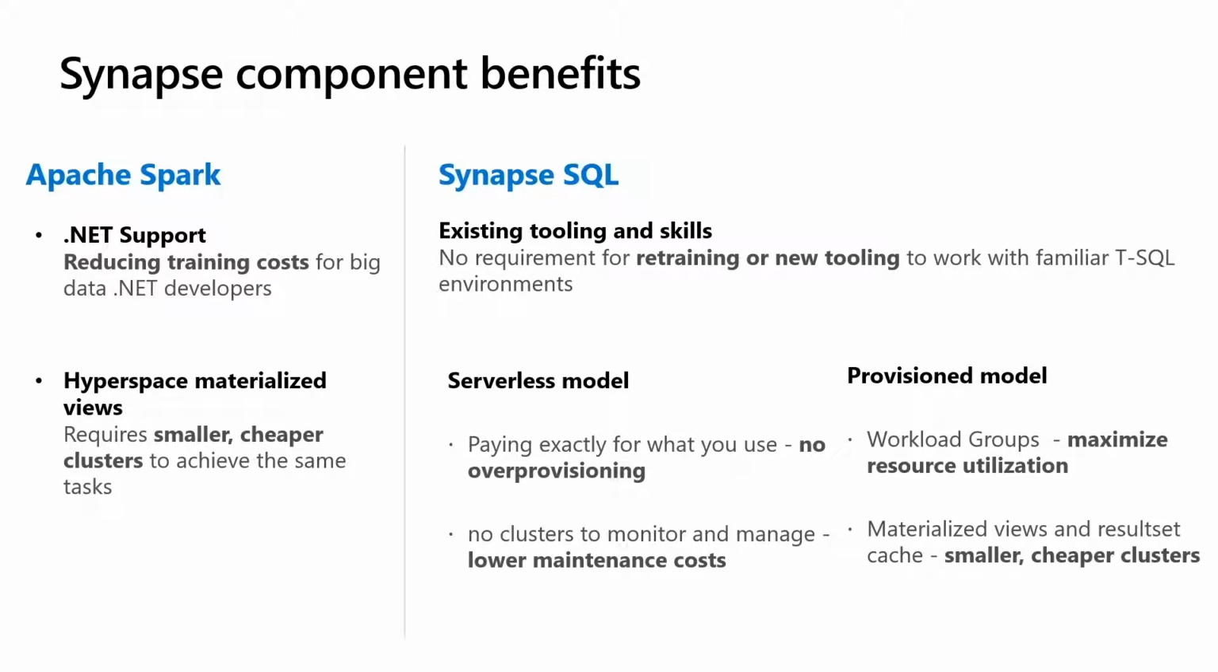On the provisioned model, there's really rich features. The provisioned model is the existing SQL data warehouse model that we all know about. And so there's really mature features such as workload groups, which maximize utilization whilst providing query isolation. Also, the materialized views and result set cache, similarly to on Spark, provide the ability to serve those results very quickly directly out of cache. And so again, that leads to faster results, cheaper insights.